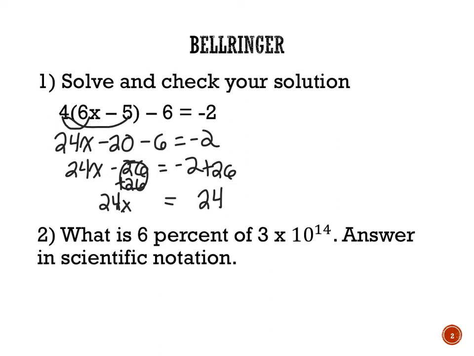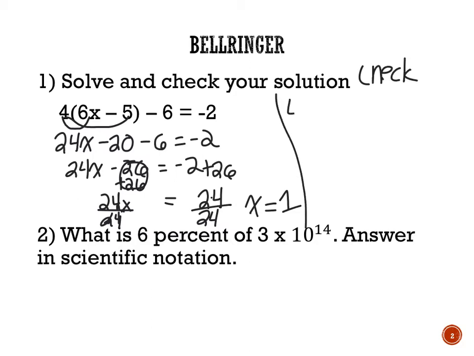To get the 24 away from the x, I'm going to divide by 24. X equals 24 divided by 24, which is 1. To check my problem, 4 times 6 times 1 minus 5, minus 6 equals negative 2.